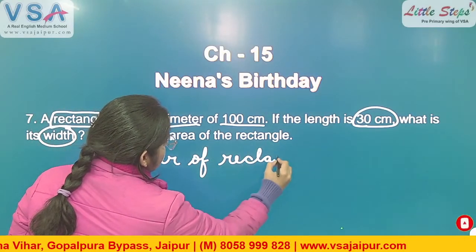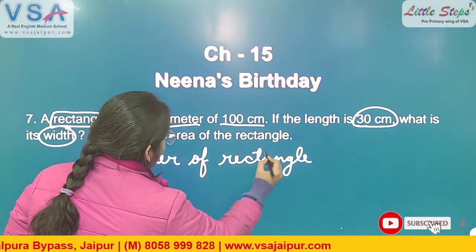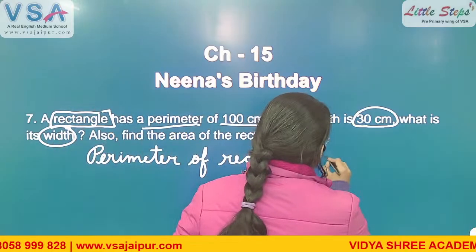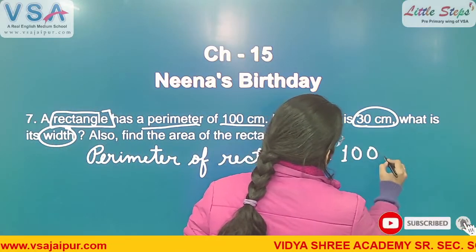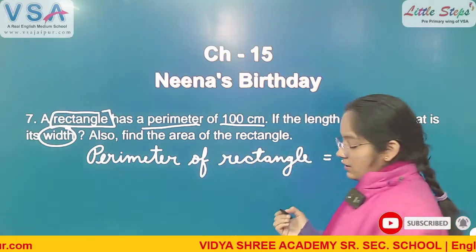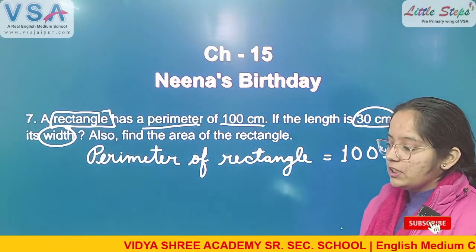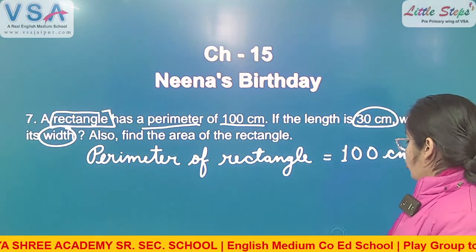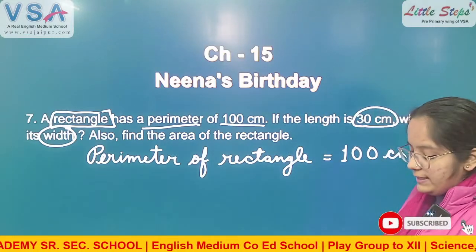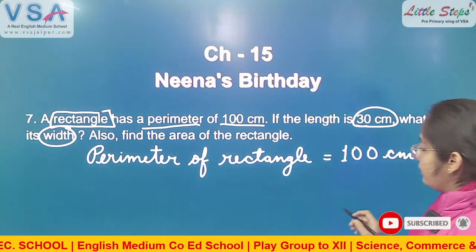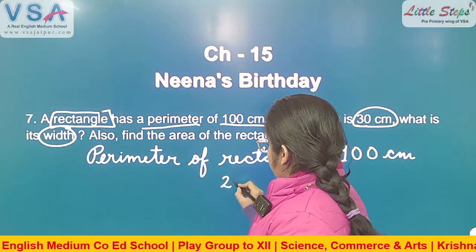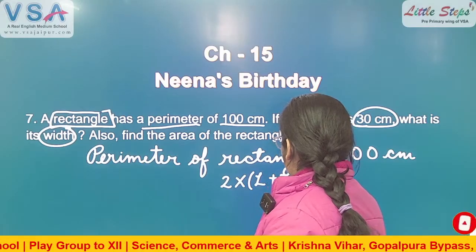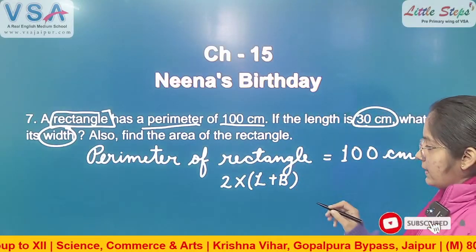I am again saying, stay active in the live chat box. We have been given the perimeter of the rectangle, that is 100 centimeter. So can you tell me the formula for the perimeter of the rectangle? Do you all know? It is 2 multiplied by length plus breadth. 2 multiplied by length plus breadth.